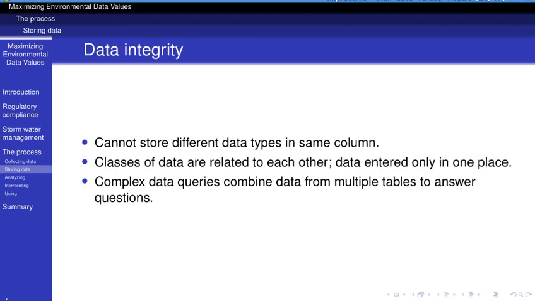The database features I just mentioned improve data integrity. This means that you can't store different data types in the same column, and it is unlikely someone will mistake a data value for an outcome of a calculation, especially in a large data set. Data integrity is a strong advantage when working with databases.